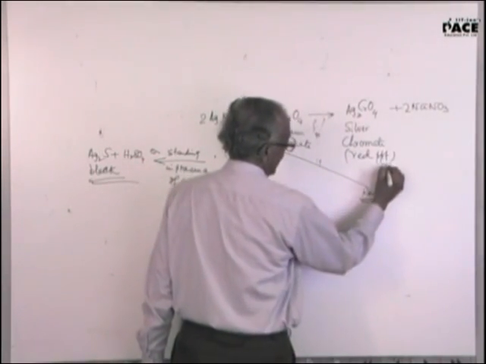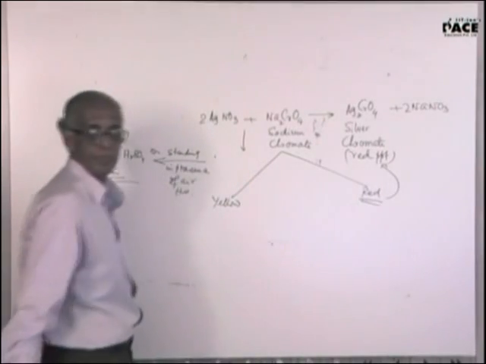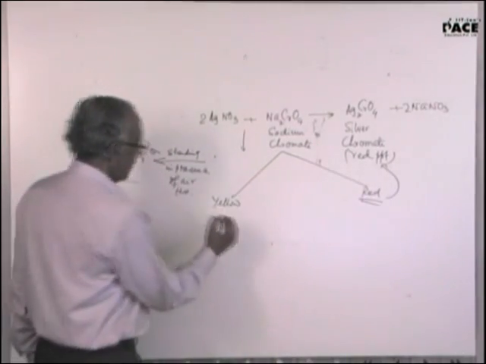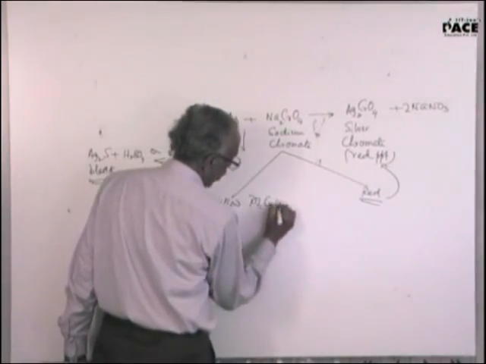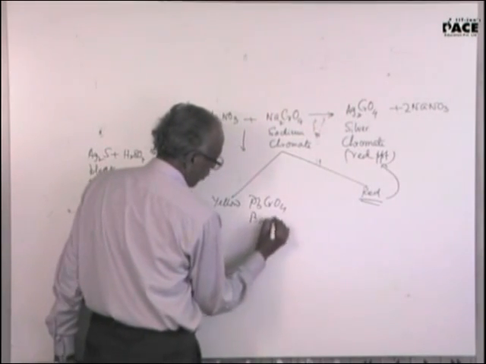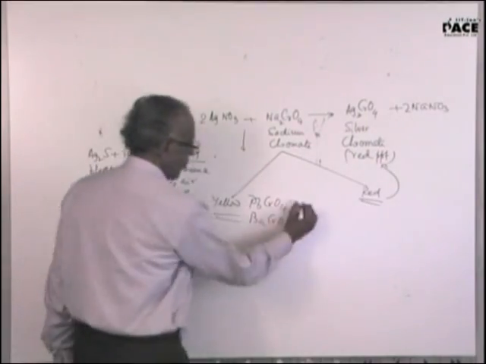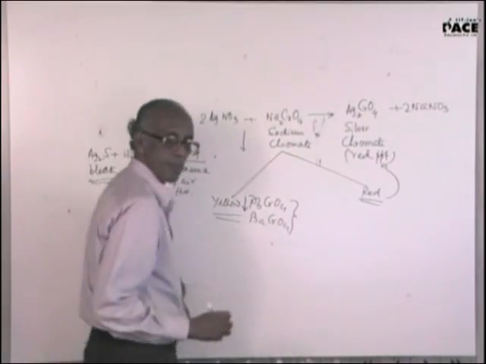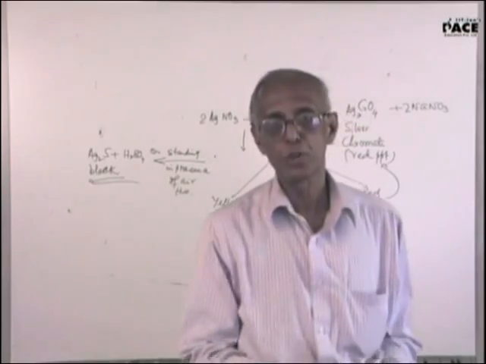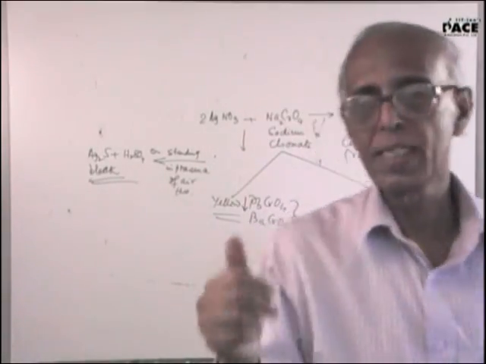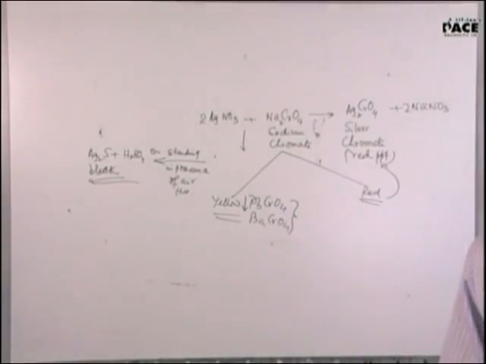The red precipitate is silver chromate. And the yellow precipitate is lead chromate or barium chromate. They are yellow precipitates. So sodium chromate gives two types of precipitate. One is a red precipitate, which is silver chromate, and you get a yellow precipitate, which could be either lead chromate or barium chromate.